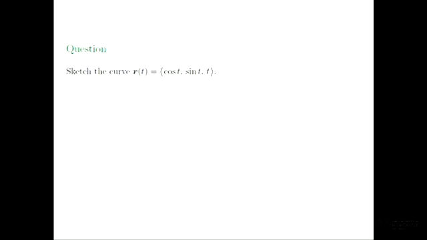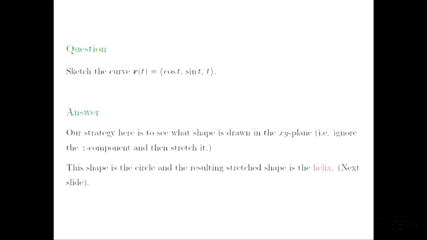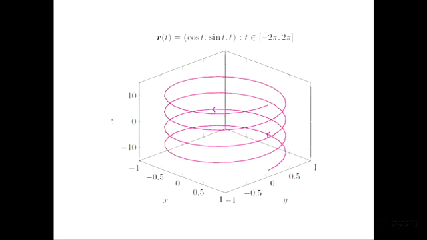So we have a circle in the plane, and what's happening as we increase t? Yeah, we're moving up and up and up. Does anyone know what this shape is? Spring, or helix, I guess. So the strategy here is to see what shape is drawn in the xy plane, and the shape is the circle, and the resulting stretched shape is the helix. So it looks something like this.